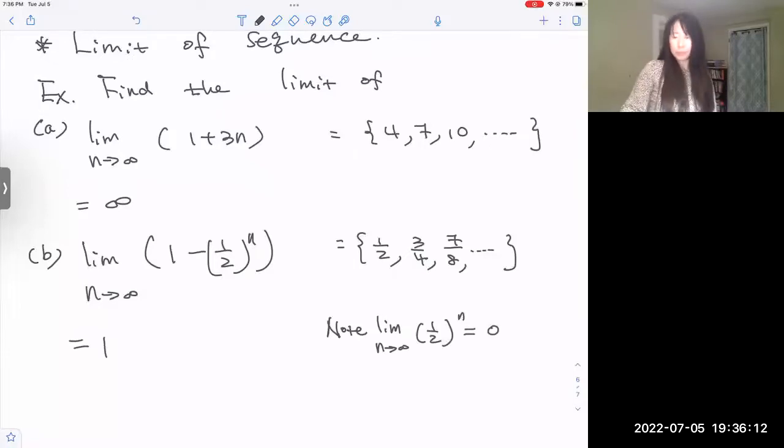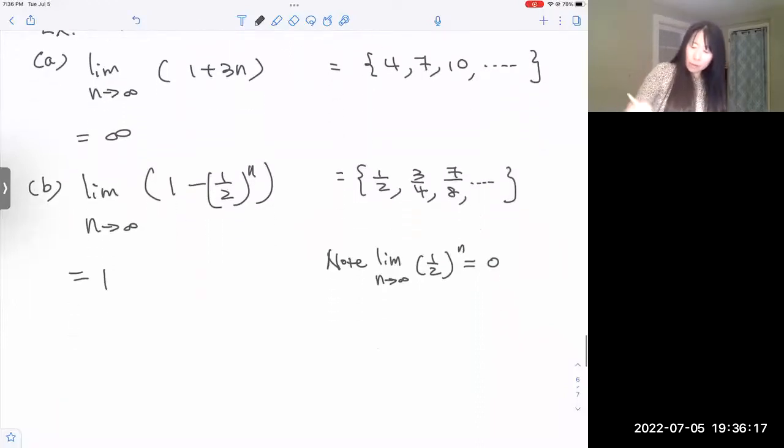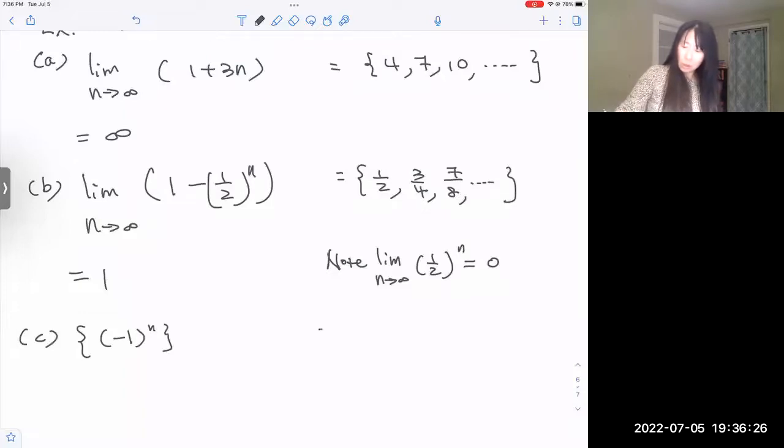All right. So 1 minus 0, which is 0. Okay. We have -1 to the n power. So look, this one, the limit.